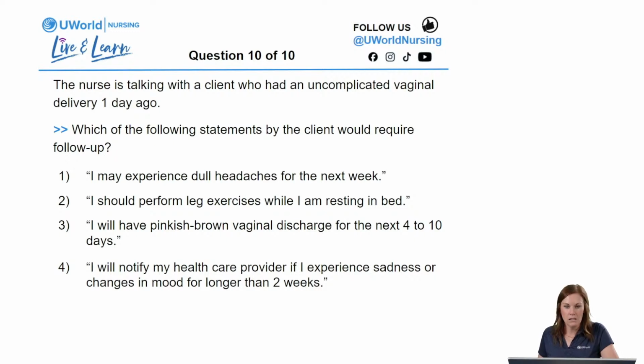Option 3, I will have pinkish brown vaginal discharge for the next 4 to 10 days. Option 4, I will notify my healthcare provider if I experience sadness or changes in mood for longer than 2 weeks. All right, I'll look at the time and let y'all answer and let us know. Put your answers in the chat.